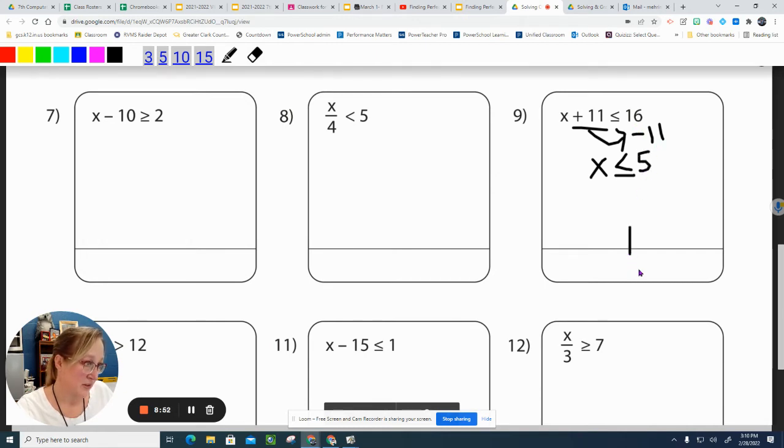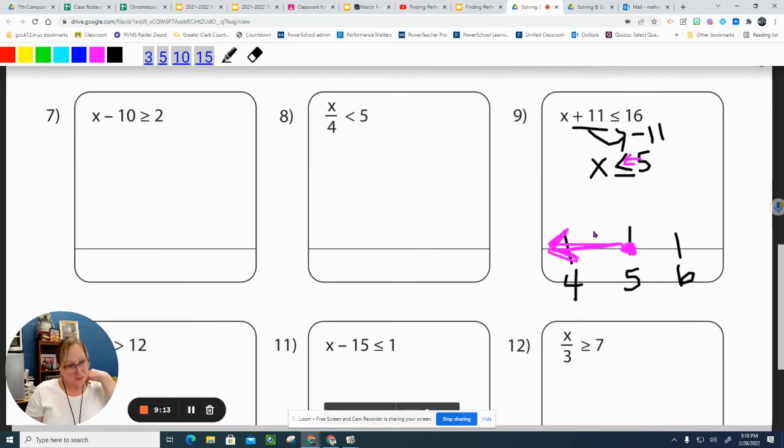So I can graph this with 5, 6, 4. I got to think about my point. Is it closed or open? And since it has the line underneath, that means it can be equal to. And since the variable is on the left, my arrow will go the same way as my inequality.